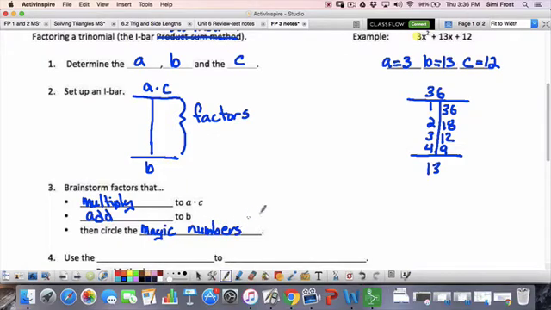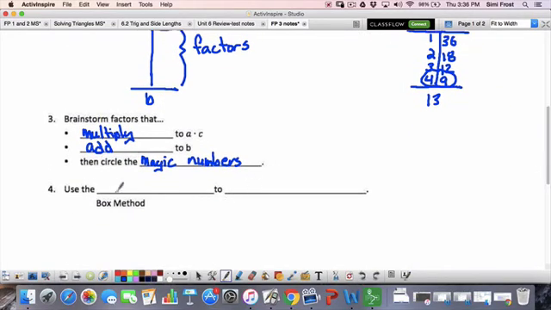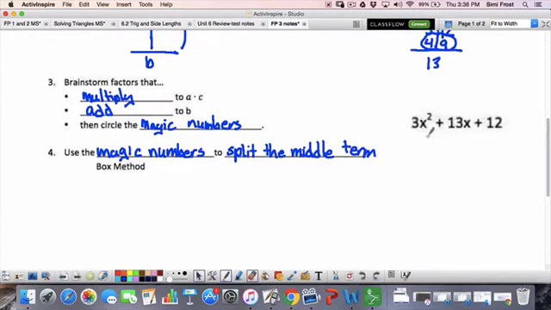Okay, this is where things get a little bit different. So we found our magic numbers, our 4 and 9. But instead of just going ahead and putting them into two sets of parentheses, we're going to use the magic numbers to split the middle term. So I'm going to copy my problem, my trinomial, down here, so that way I have it. Okay, so here's the trinomial that we are trying to factor here.